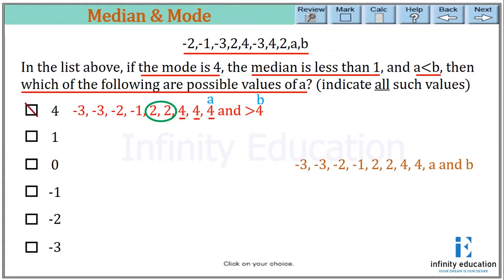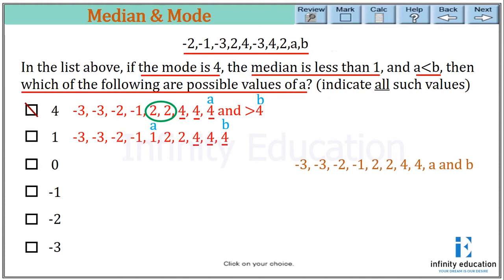Now let's see if I take A equals to 1. So if I take A equals to 1, I must take B equals to 4, because mode is 4. So we can see -3 is appearing twice in the actual one and 2 is also appearing twice. So for the mode to be 4, there should be one more 4. So if I consider A as 1, B has to be 4 to satisfy the condition mode is 4.